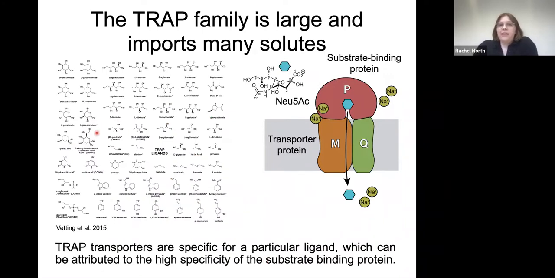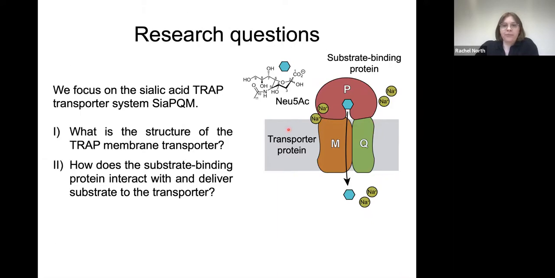So the TRAP family is a really large family. It's not just limited to sialic acid transporters. There are many different TRAPs out there, and they import a range of different solutes, shown, for example, on the left-hand side over here. These solutes are generally organic acids or other similar molecules, and they generally contain a carboxylate group or a sulfonate group. TRAP transporters are really specific for a particular ligand, and this can be attributed to the high specificity of the substrate binding protein up the top here.